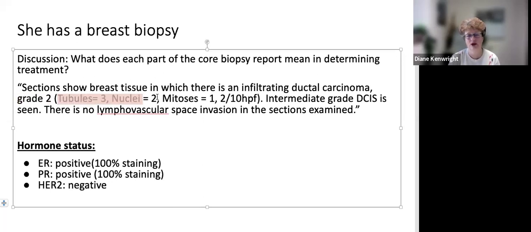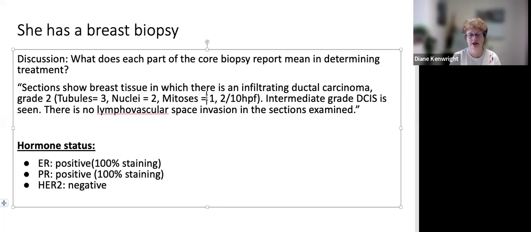And the grade is based on three things. It's based on the presence of tubules, nuclear pleomorphism, and the number of mitoses. So her breast biopsy shows that she isn't forming tubules very well. Less than 10% of her tumor is made of tubules, and so she scores a 3 for that out of 3. She's got moderate pleomorphism, and so she scores a 2. And she has uncommon mitoses, so this is only 2 mitoses in 10 high-power fields.